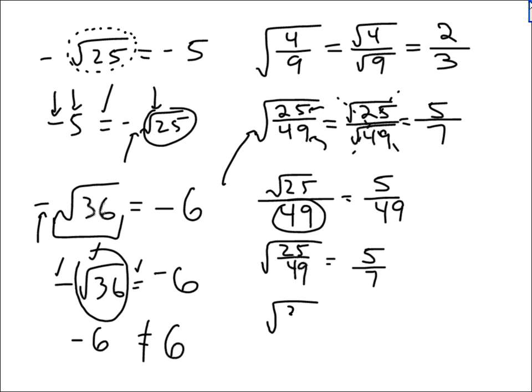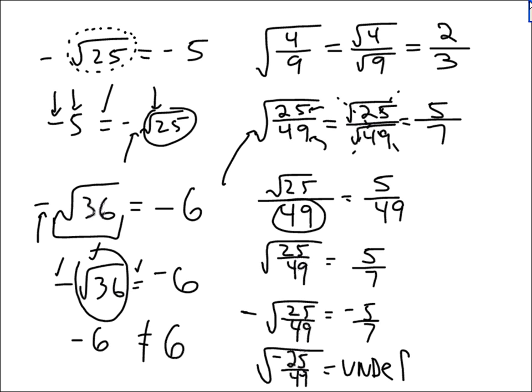If somebody gives you this same number, and that whole thing is 5 over 7, and they put a minus sign in front of it, you should get 5 over 7 with a minus sign in front of it. Somebody now asks you, what is the square root of negative 25 over 49? You should respond, it's undefined. You cannot take the square root of a negative number.